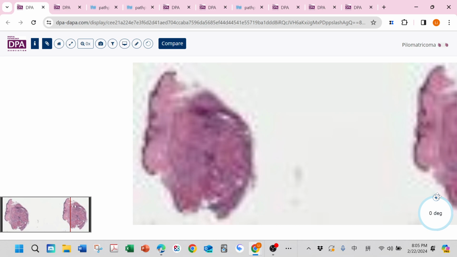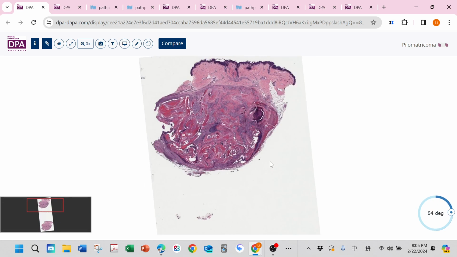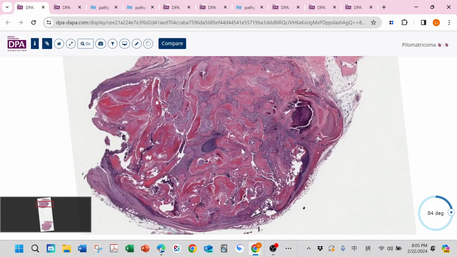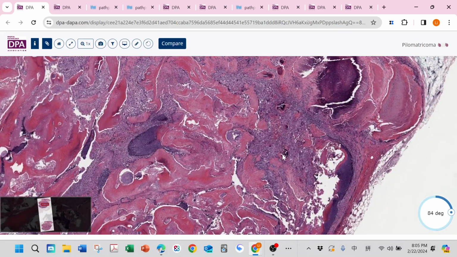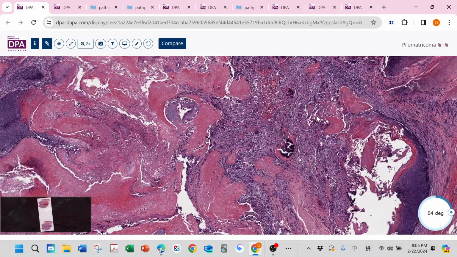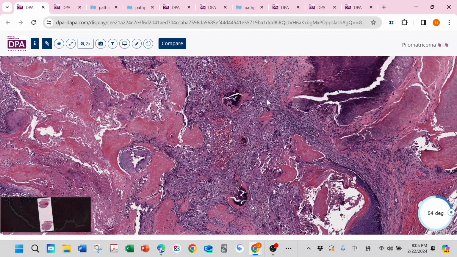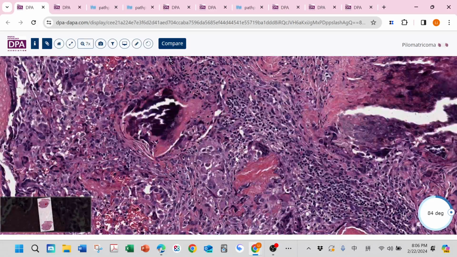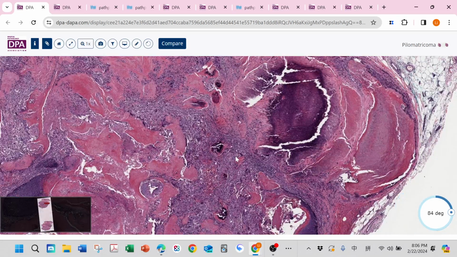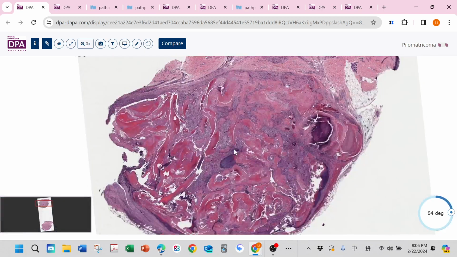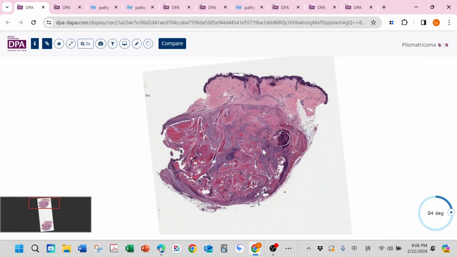Another example of pilomatricoma. Basaloid cell, ghost cell, highlighting stroma, well demarcated. We may have some bone, metaplastic bone. Maybe some multinucleated giant cell reaction, metaplastic bone, or calcification. So this is another example of pilomatricoma.